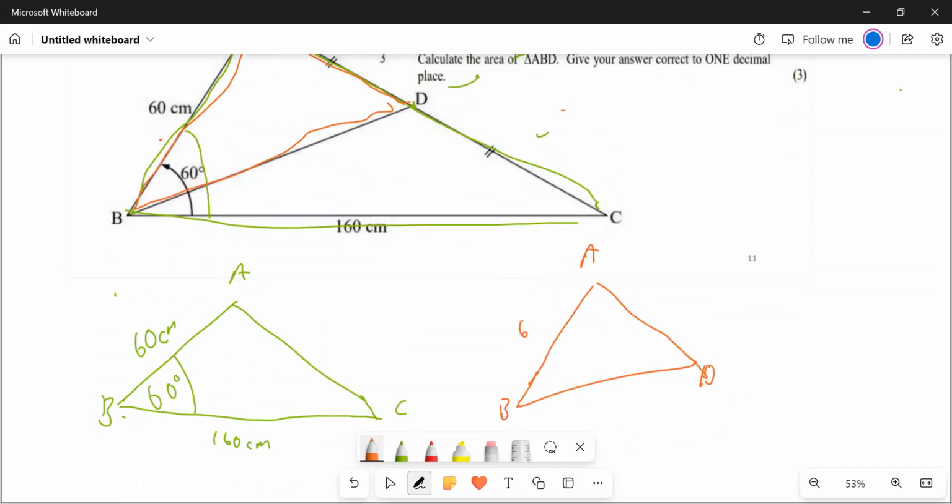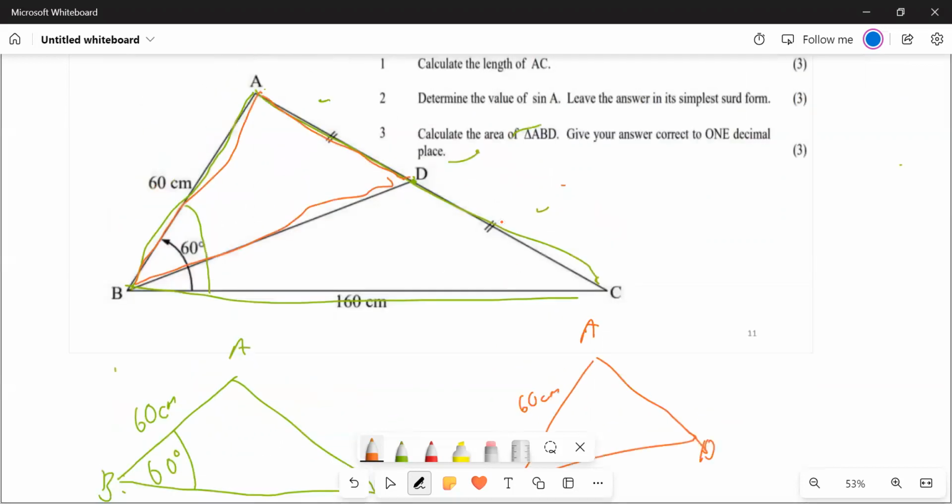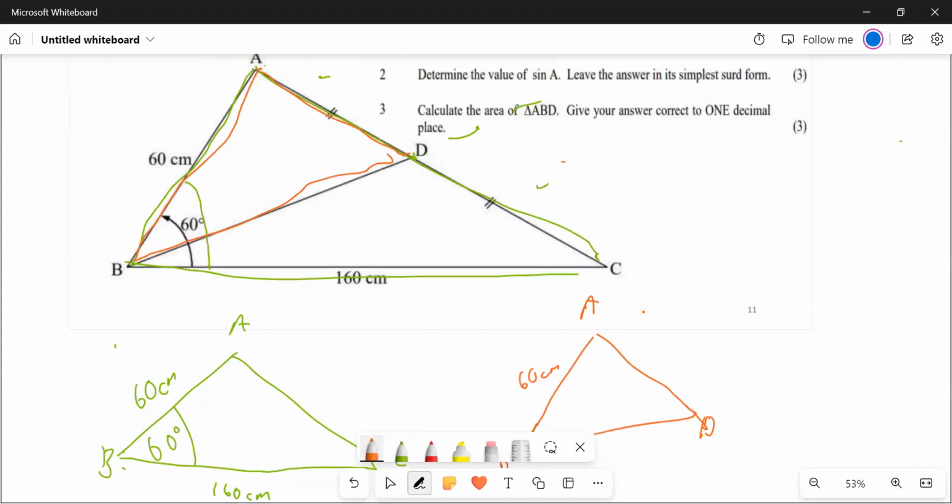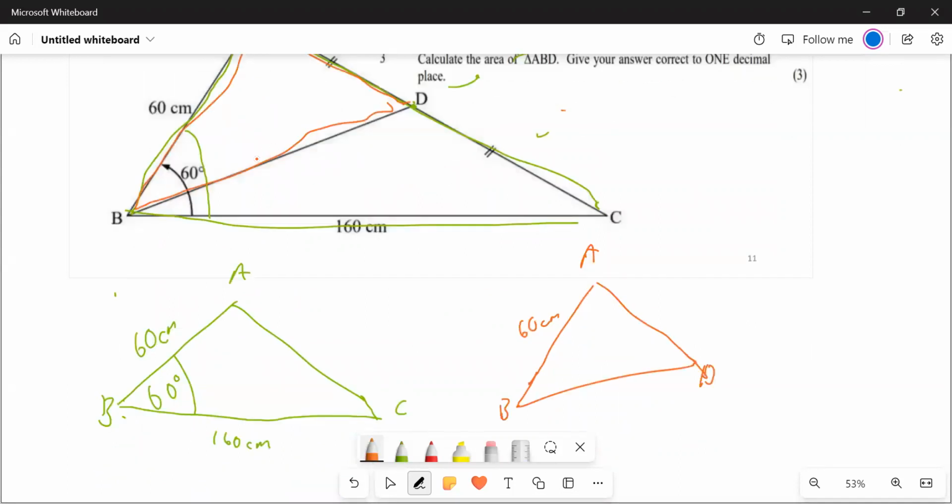Again, you can see it's orange and also green. So this is common. It appears here and it also appears here. So this is 60 centimeters. Is there any other thing that you have for this one? Angle 60? No, angle 60 is from here to here. So we don't have angle 60 here, because it stops here.